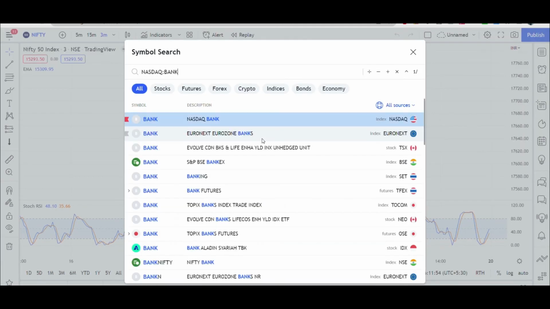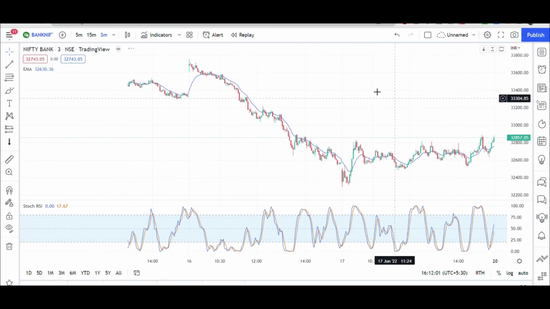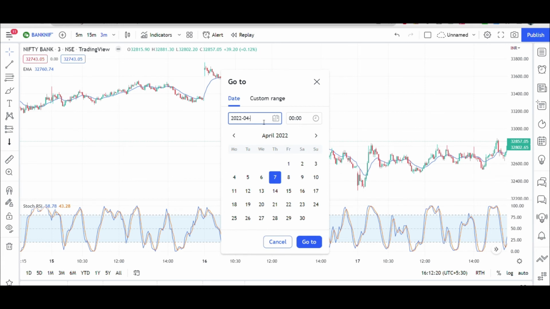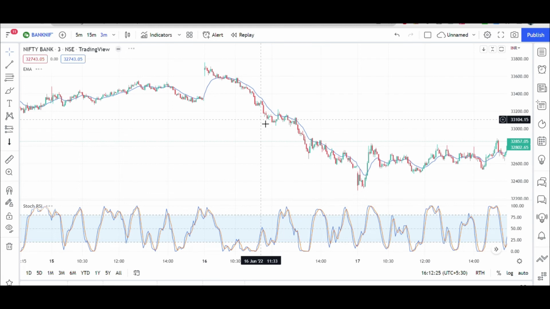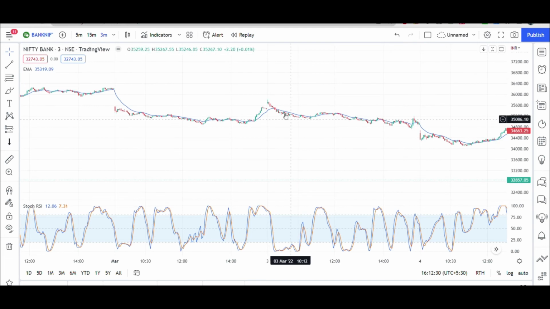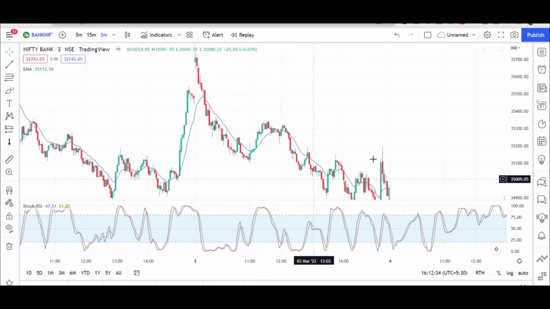Yeah, Bank Nifty, not Nasdaq Bank. Okay, I will ignore this recent expiry. Any random date of expiry, I will go with March. Let's say March, I think 3rd March was the expiry. Okay, this is 3rd March. So this is your 3rd March expiry, and I will remove the data from here.